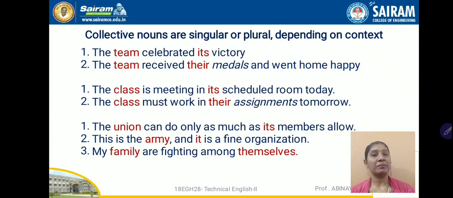Why are we using "themselves"? In the family, each and everybody in the family is fighting among themselves. It is not the same unit, it is an individual act, so we have used "themselves", plural. This is how we have to decide whether a collective noun is singular or plural according to the usage: whether the entire members of the group, the team, are working as a unit, or each and every member in that collective noun is working individually. We have to decide with this.